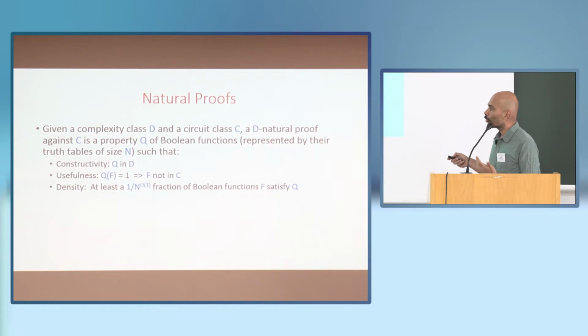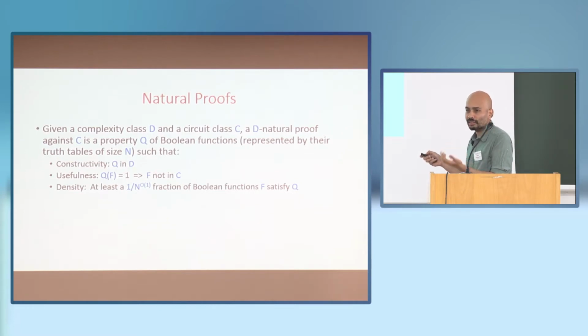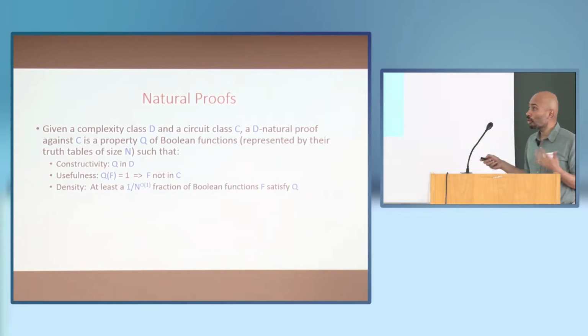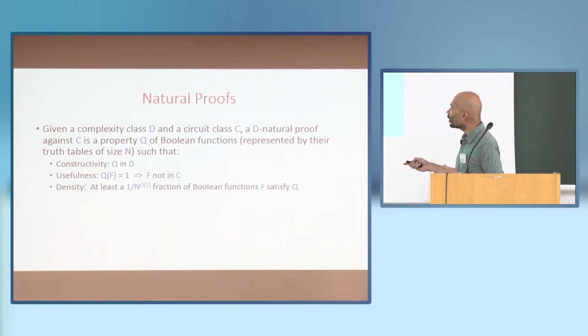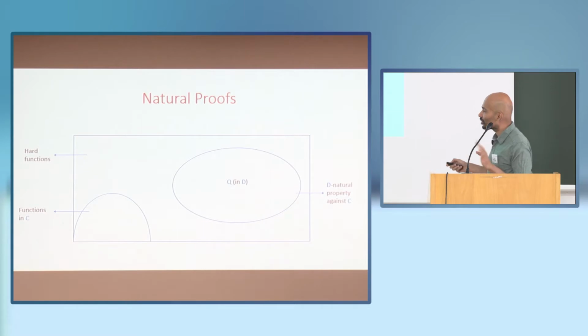So essentially, you're formalizing that for a random function, you can efficiently, in this class D, prove lower bounds against C. And it turns out that the known lower bound techniques were all formalizable in this way, right? So maybe a picture will help a bit. It's just a very schematic picture.